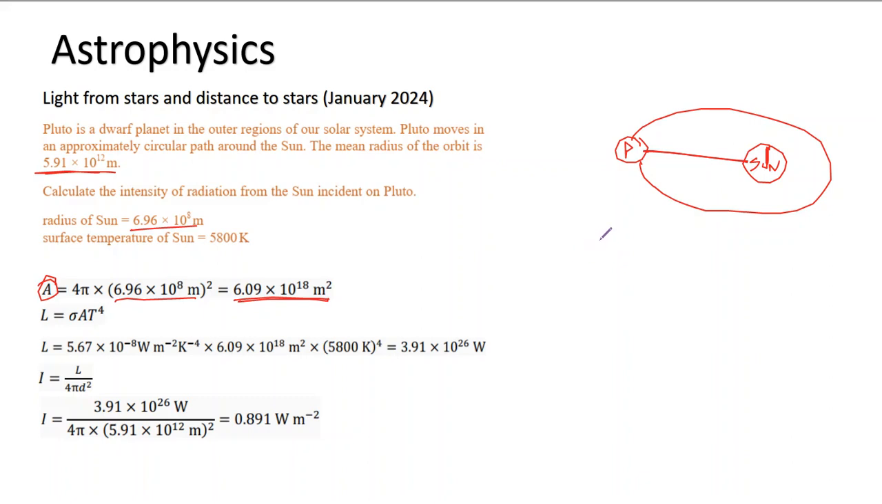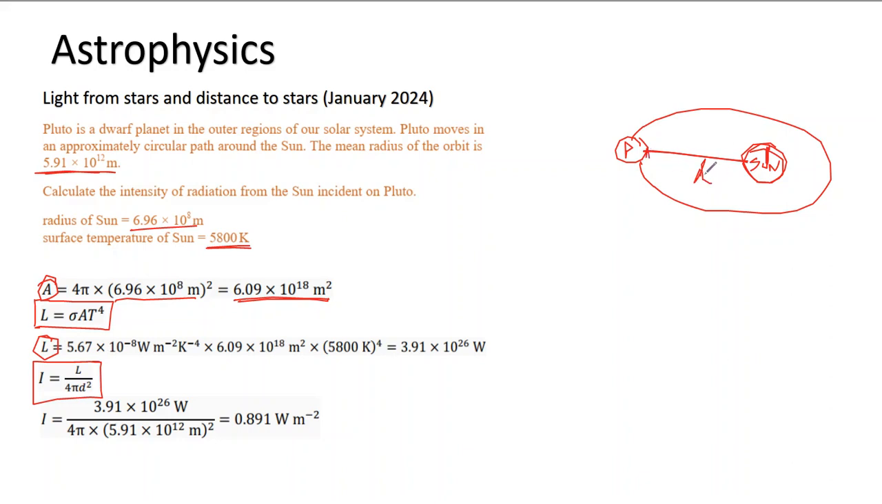So luminosity comes from the Stefan-Boltzmann law. L equals sigma times surface area times T to the power 4, and T is also given over here. With this you find out the luminosity of the sun, and then you use the inverse square law to calculate the intensity. Just plug in the value of luminosity over here, but this d is actually this distance.